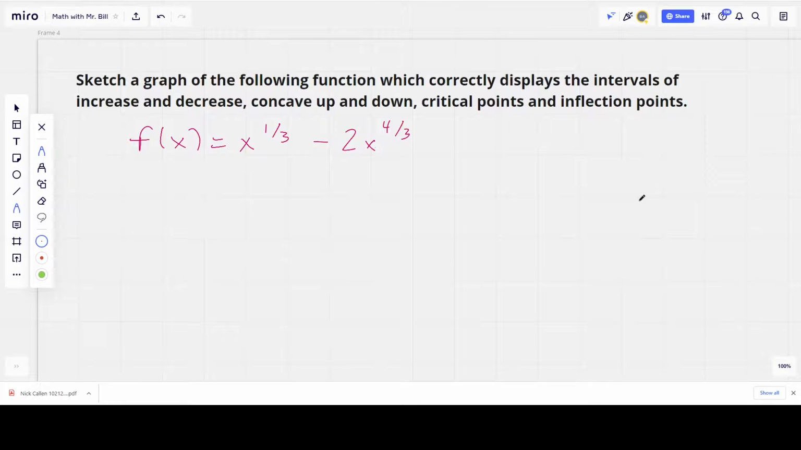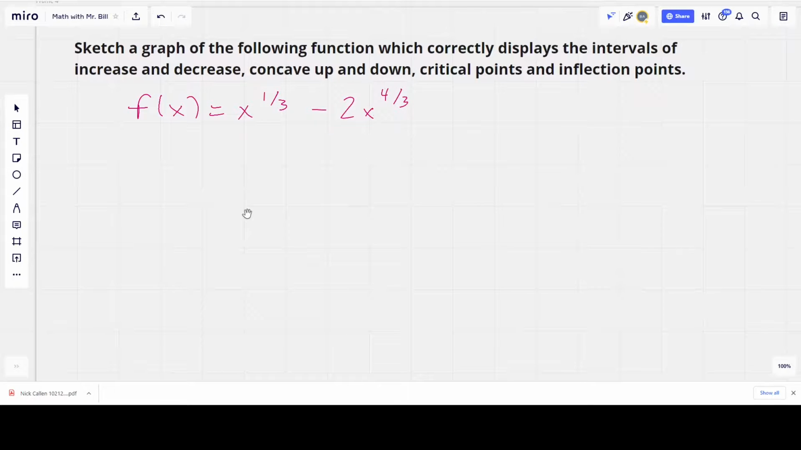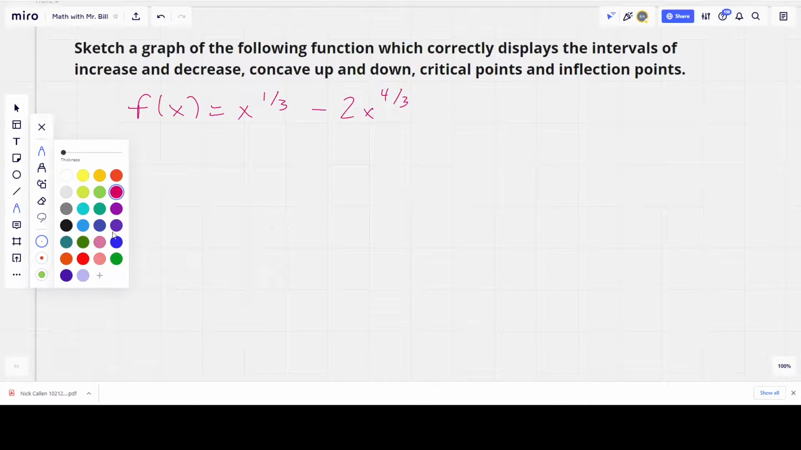So let's get started. Finding the intervals of increase and decrease for a function is something that the first derivative does. The first derivative also helps you to find the critical points. So we're going to do both of those things first. We're going to find the first derivative first, and then find those places.